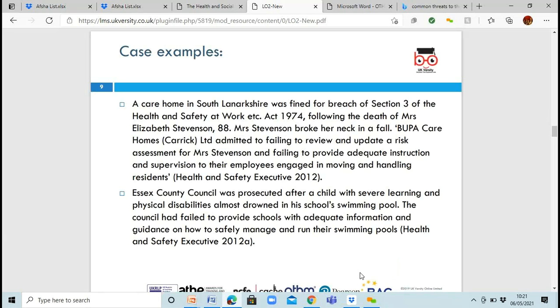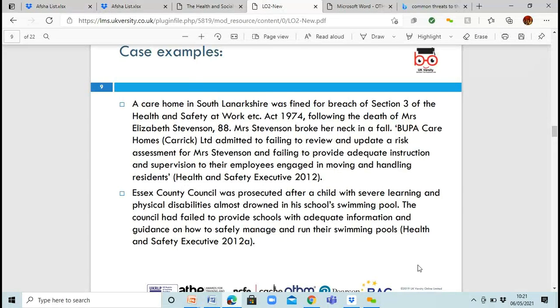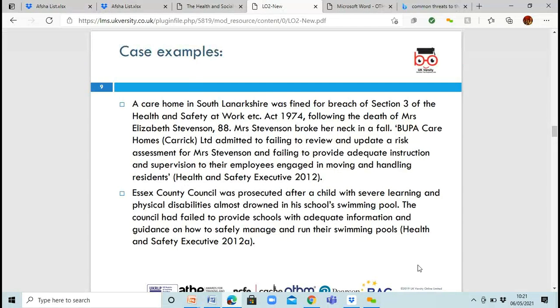And then finally on this, we've got an example. So I'm just going to read through this. A care home in South Lanarkshire was fined for breach of Section 3 of the Health and Safety at Work Act 1974, following the death of Mrs. Elizabeth Stevenson, who was 88, Mrs.